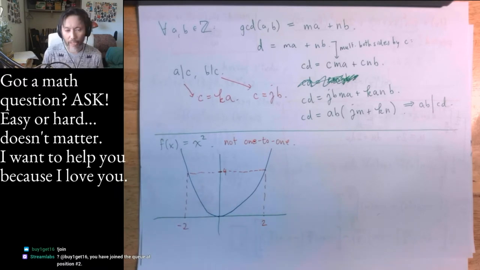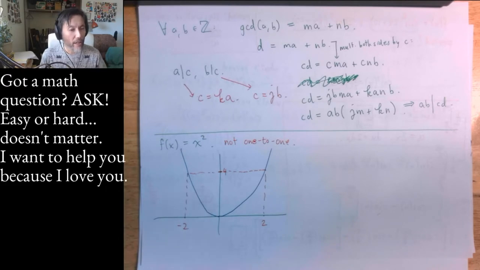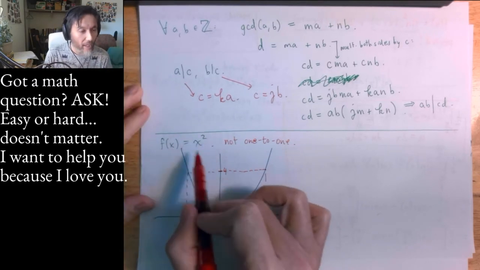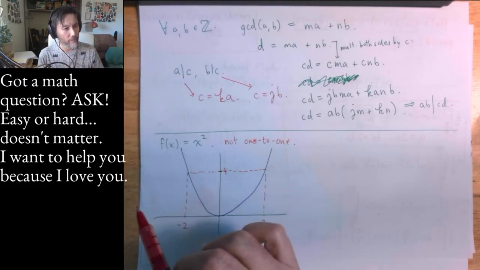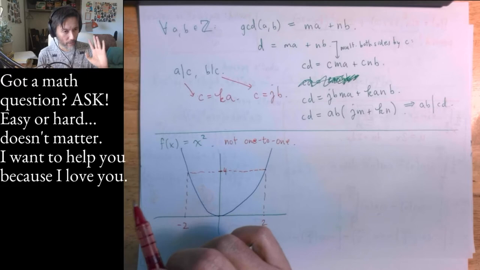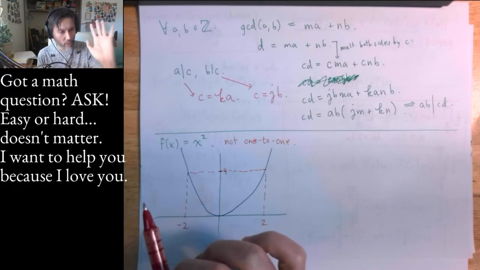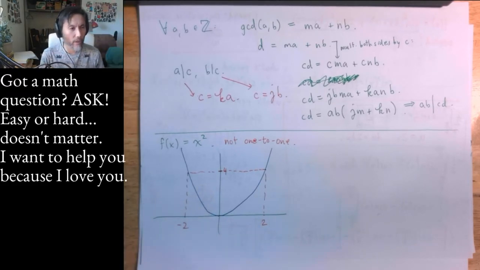Hard to disagree, right? But what that means is that there is no function which is an inverse of this function. X squared is not invertible as a function. This is the fact, x squared is not invertible as a function.